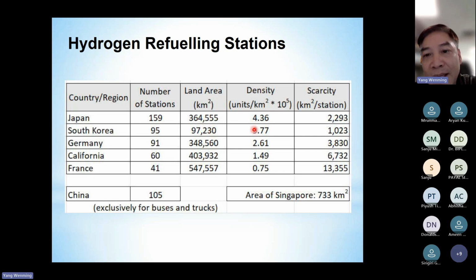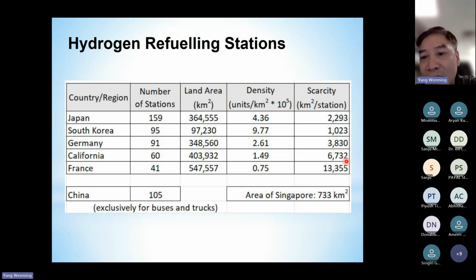In South Korea there are about 95 charging stations, and the land area is 97,000 square kilometers. So the density is 9.77, and each station needs to cover 1,023 square kilometers. In Germany, there are 91 stations, and its land area is 348,000 square kilometers. So the density is only 2.61. You can see each charging station should cover 3,830 square kilometers.